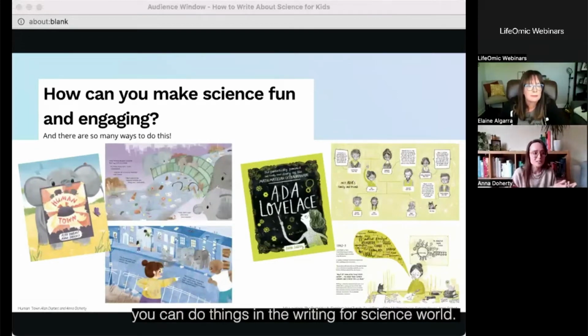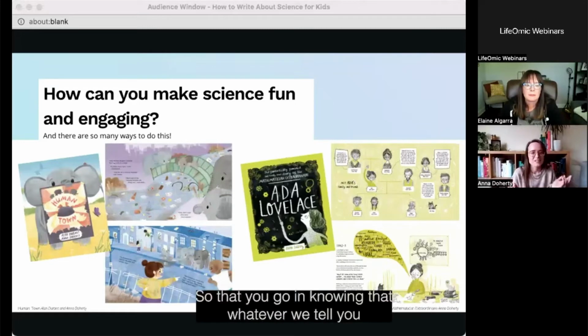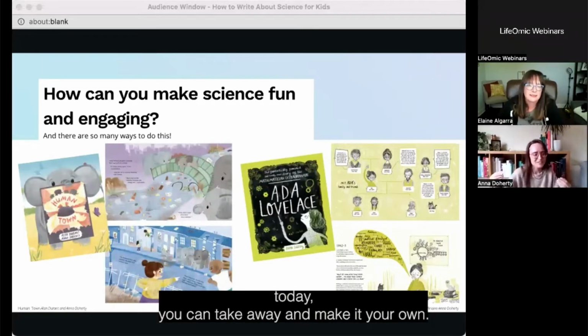So this is just a little example to show how different you can do things in the writing for Science World, so that you go in knowing that whatever we tell you today, you can take away and make it your own.